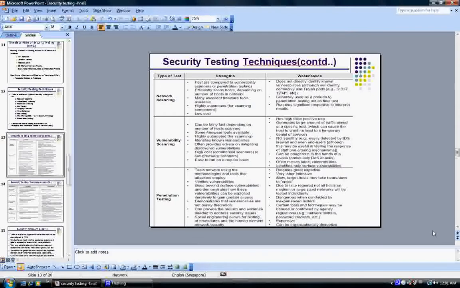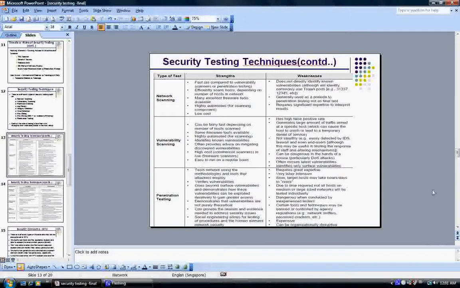It identifies only surface level vulnerabilities, not in-depth vulnerabilities. Contrary to that, penetration testing can test the networks using the methodologies and tools that attackers employ. It can verify the vulnerabilities and demonstrate that they are not purely theoretical. It can go beyond vulnerability scanning, identifying not just surface vulnerabilities but in-depth vulnerabilities as well.